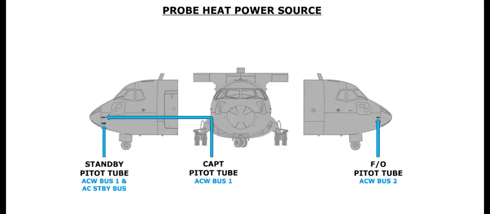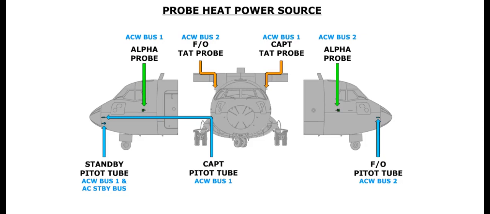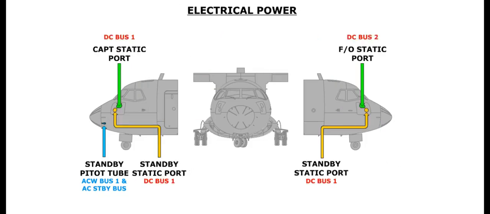AC power is used to electrically heat the captain's, first officer's, and the standby pitot tubes, the captain's and first officer's alpha probes, and the total air temperature, or TAT probes. All probes are heated by the associated AC wild bus, except for the standby pitot tube and the 4 static ports. The standby pitot tube is heated by AC wild bus 1 and the AC standby bus. The captain's and standby static ports are heated by DC bus 1, whereas the first officer's static port heat is powered by DC bus 2.